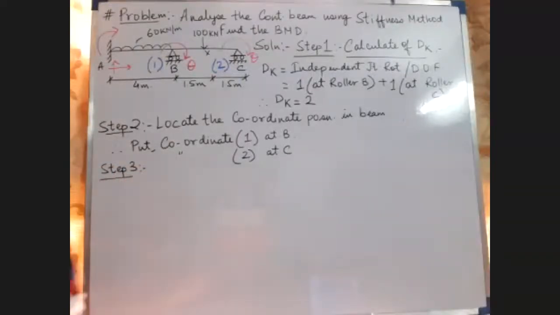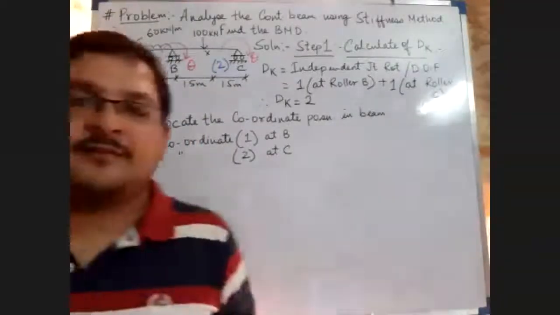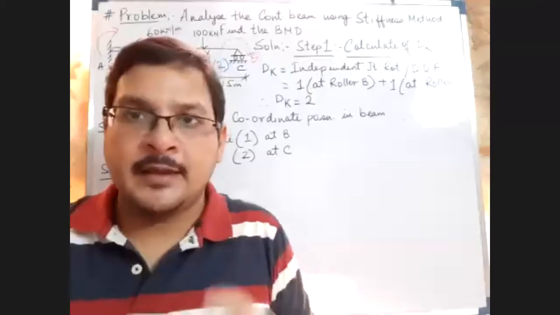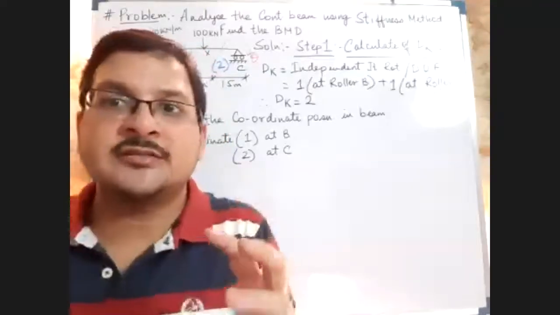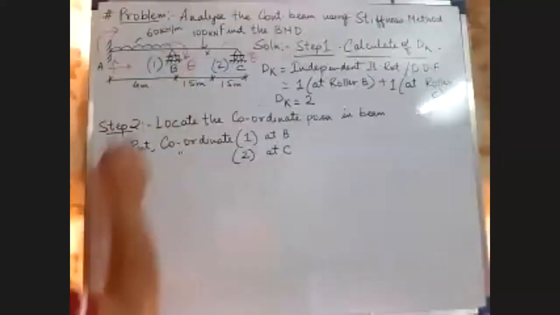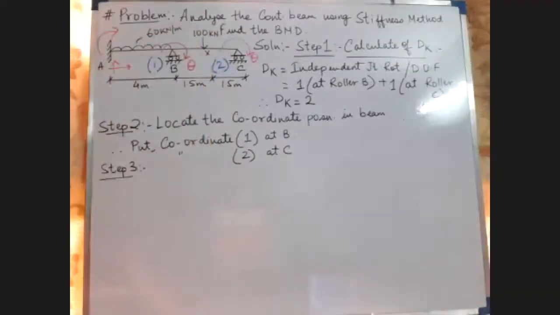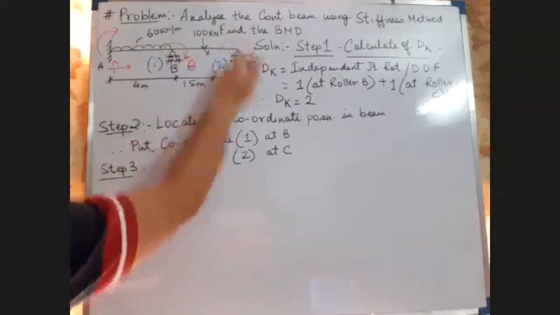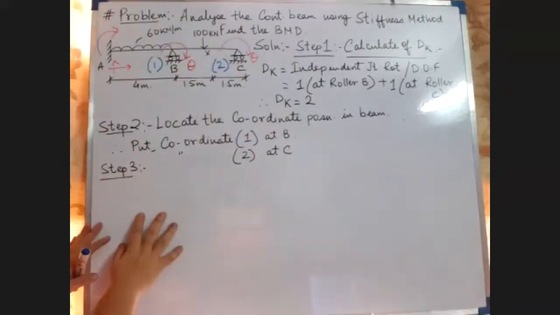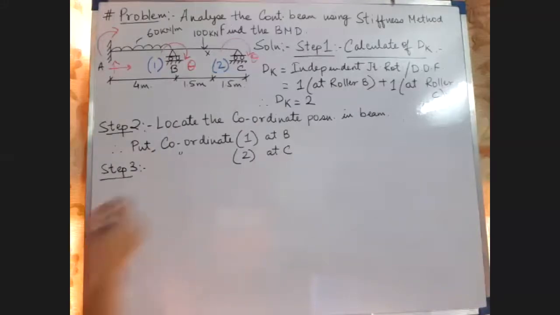In step 3, just like in flexibility method, we had drawn the primary structure. Primary structure means those structures where I am removing the support. In flexibility method, we removed the supports and kept the external loading. But here there is no concept of primary structure. Here is a concept of restraint structure.